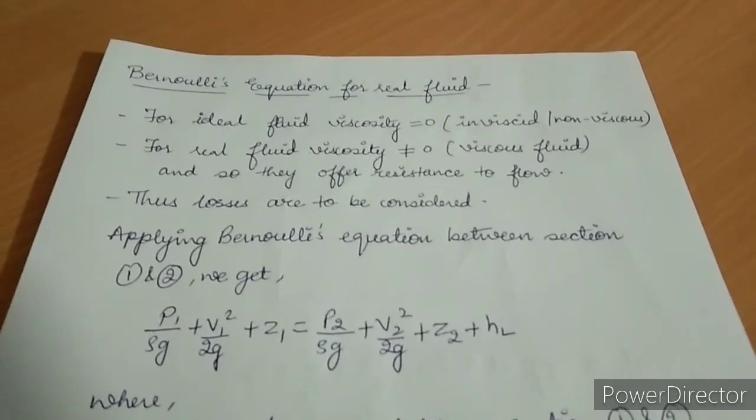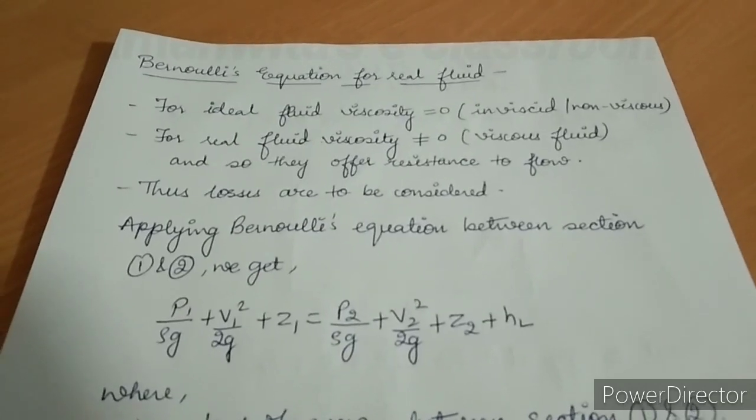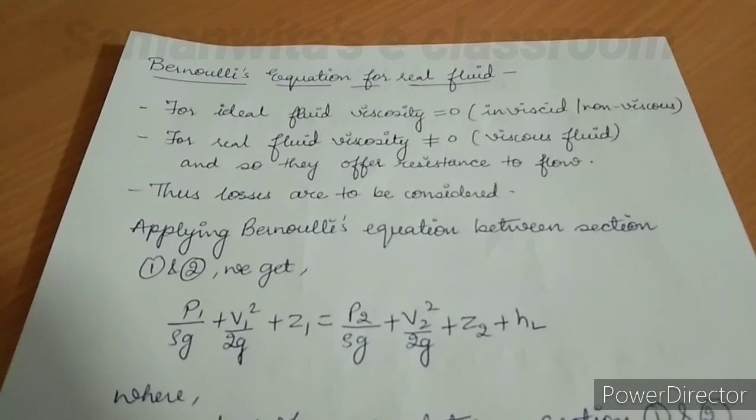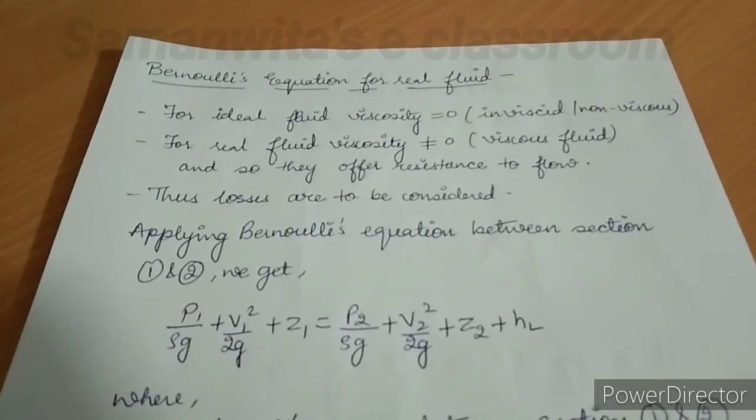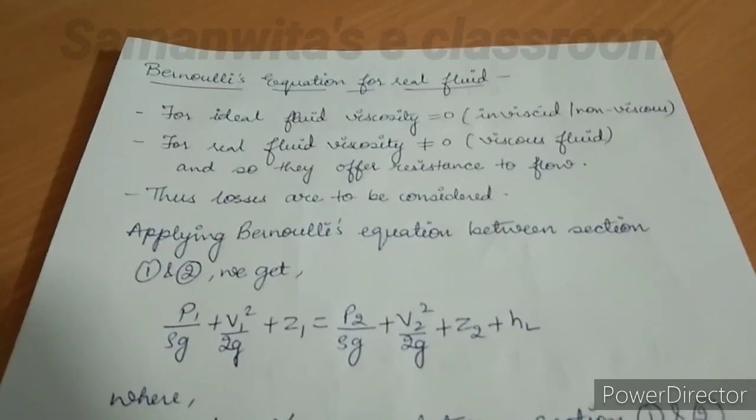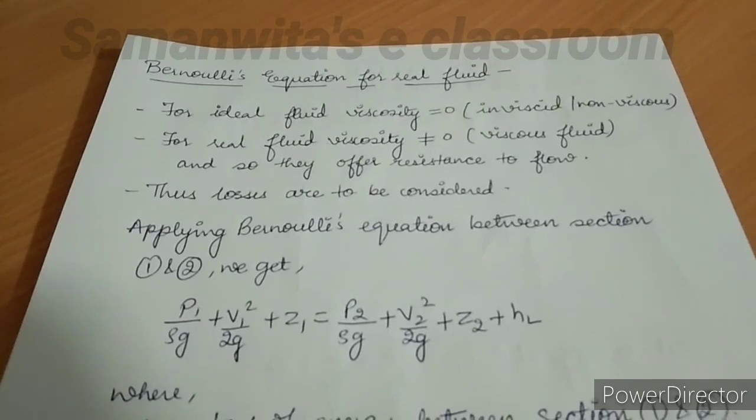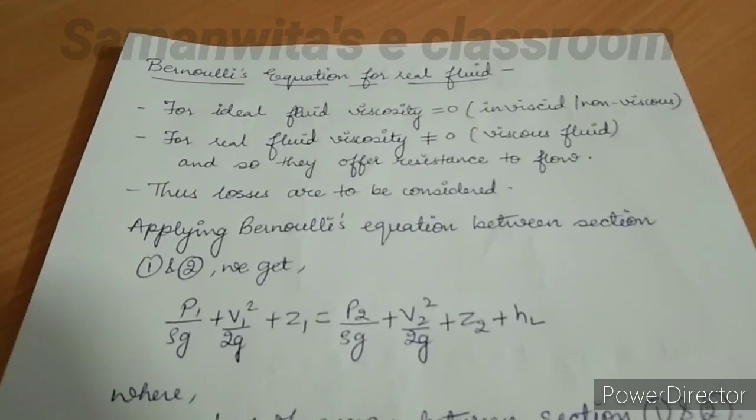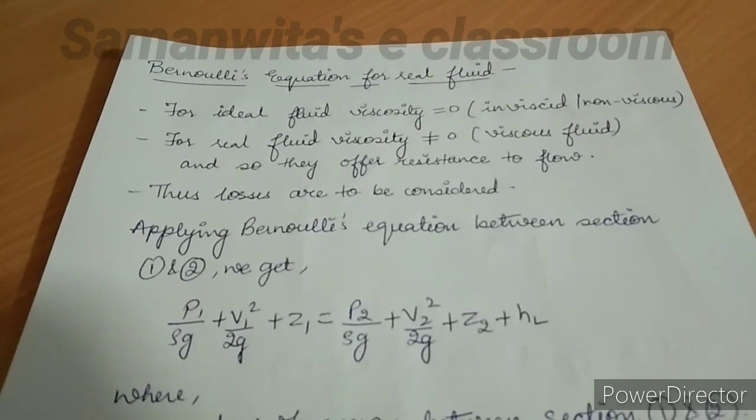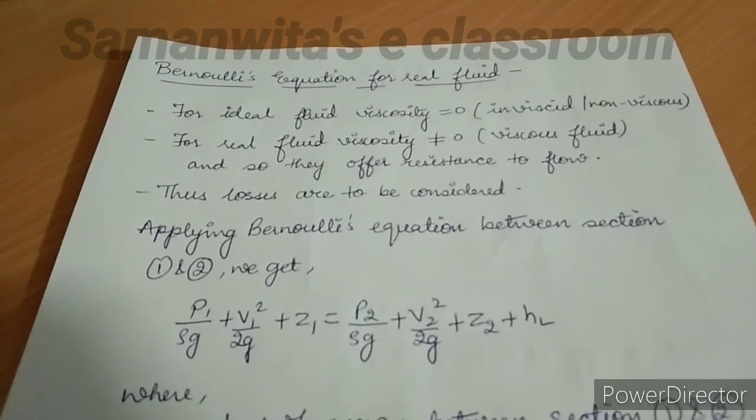Hello everyone. In the previous session, we discussed Bernoulli's equation being applied to ideal fluid flow and some numericals based on it. Now we are going to discuss Bernoulli's equation for real fluid flow. As you know, for an ideal fluid, the viscosity term is 0, which means there is no friction factor, or I can say the fluid is inviscid or non-viscous. In that case, we can use a very simple equation, P upon rho g plus V square upon 2g plus Z is equal to constant, and that can be applied to any section.